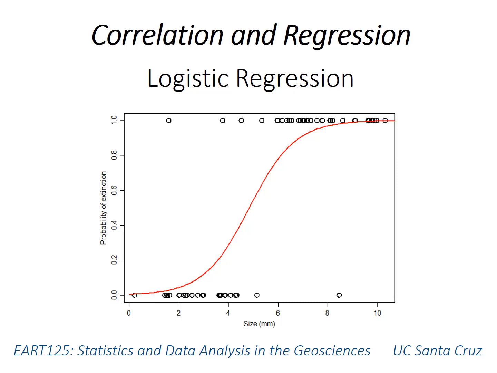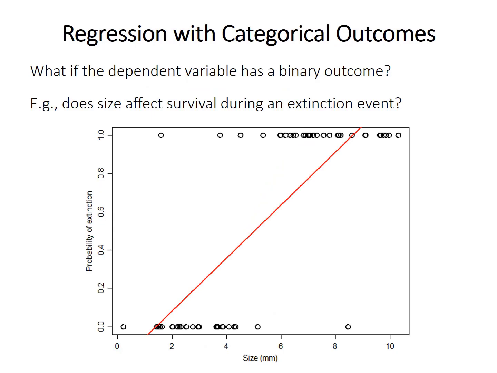This video covers the last regression technique we're going to discuss in this class, and that's logistic regression. We've covered linear regression beforehand, where you want to test if two continuous variables are related to each other. But what if the dependent variable has a binary outcome? Binary or binomial means that there's only two outcomes, yes or no. For example, does size affect survival of organisms during an extinction event? This is binary because there are only two possible outcomes. They either go extinct or they don't go extinct.